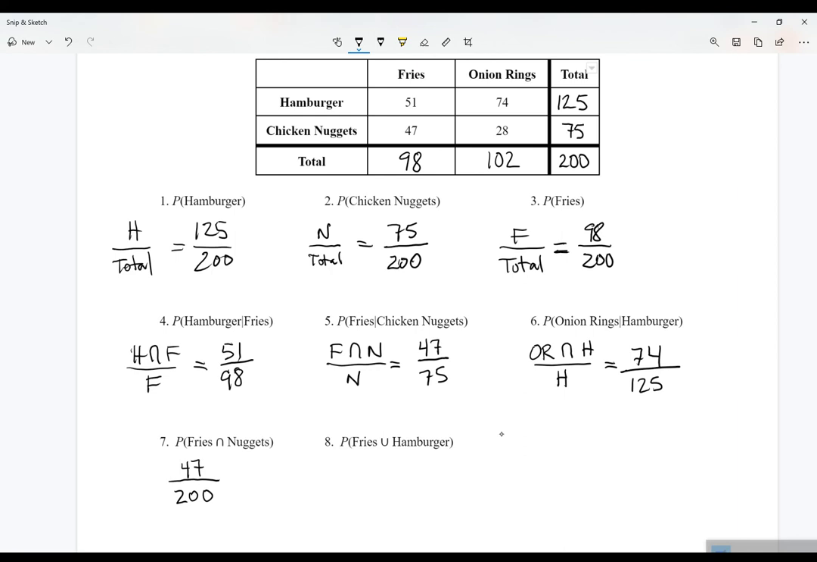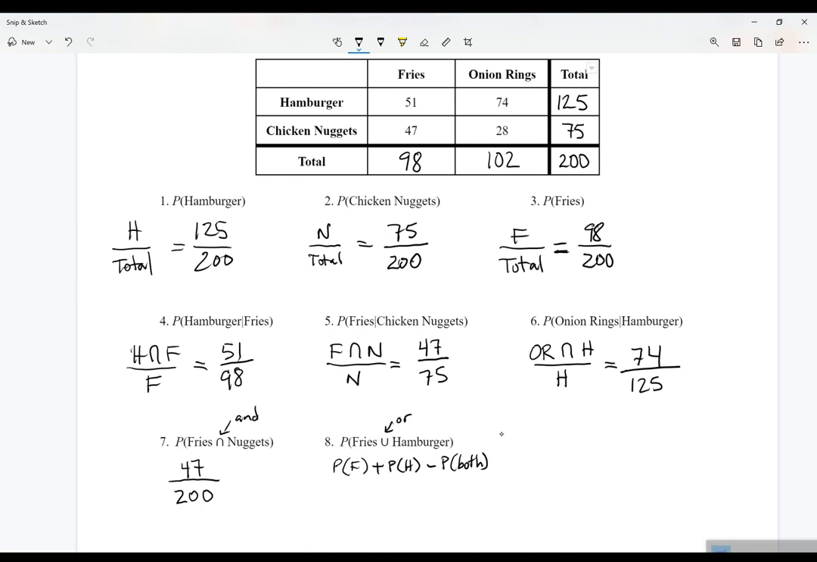And then the probability of fries or a hamburger. This one here is or. This one here is and. So fries or a hamburger, this one's a little bit different. When you have this or situation, or this union of fries or hamburger, you calculate the probability of fries, add that to the probability that they chose a hamburger, and then subtract the probability of both of those events together.